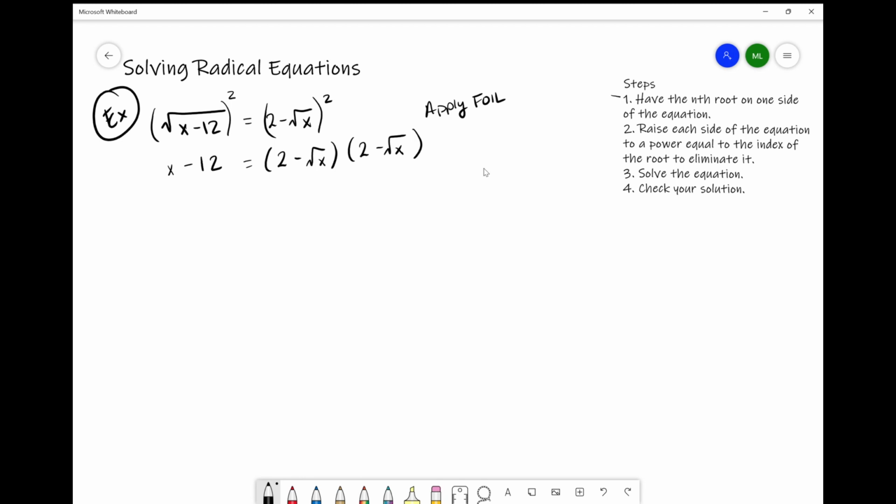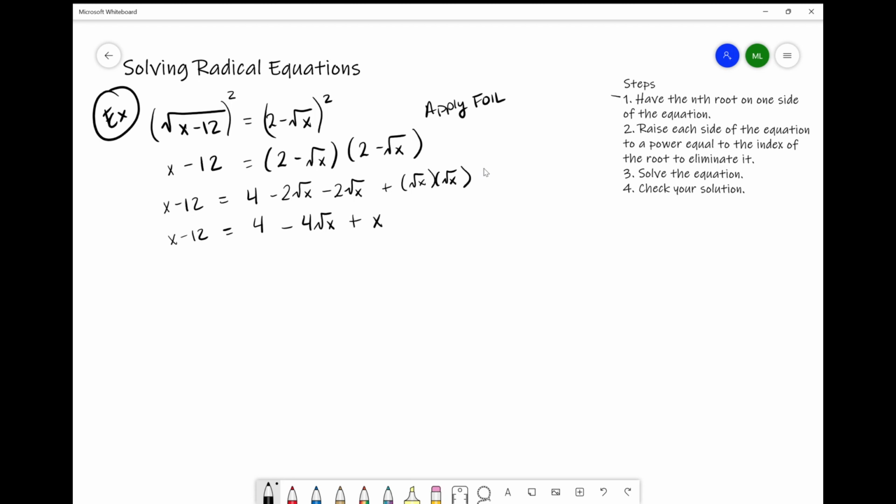So this is going to be x minus 12, and then here you have what? 4 first, what's 2 times 2, outside, negative 2 root x, inside is also negative 2 root x, and then last is positive, root x times root x. So I'm applying FOIL, and then combine like terms as much as you can on the right side of the equation. So it's x minus 12, so you have 4 minus 4 root x, those are like terms. Root x times root x, that's just x.